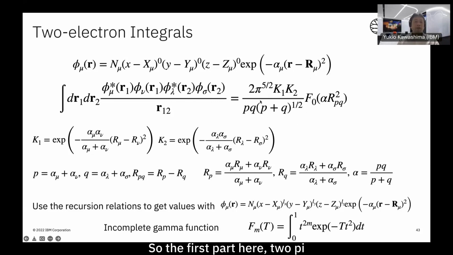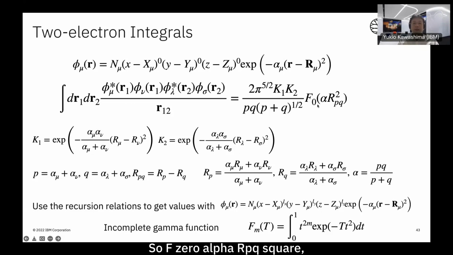So the first part here, 2 pi, is something, K1 and K2. K1, if you see this, K1 will be depending only on the parameters, fixed constants of mu and nu, is shown here. So this will be all constant. So K1 will be a constant value. And again, K2, depending on the parameters, the constant values of lambda and sigma. So again, this will be the constant value. And same goes for P and Q. P and Q. So now they're all constants. So this is a constant term.